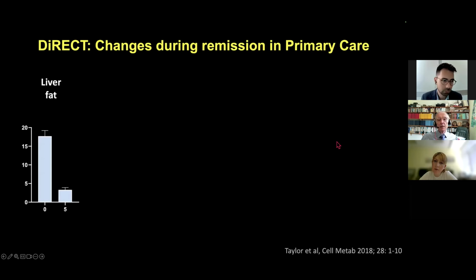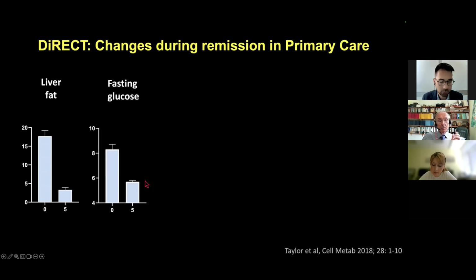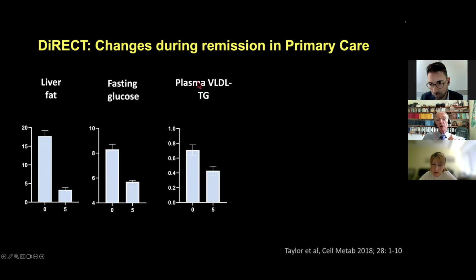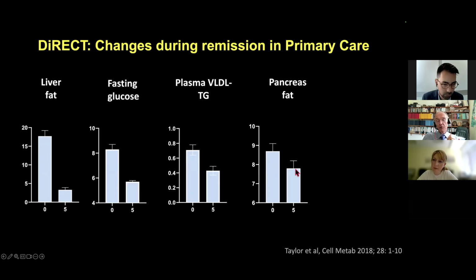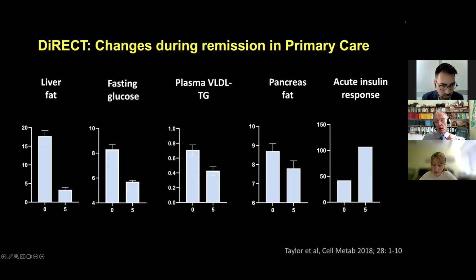Let me summarize the metabolic changes that we saw during DiRECT. They're exactly the same as those that we saw during Counterpoint. Liver fat was surprisingly high in diabetes. It fell to normal. Fasting glucose fell to normal. The plasma very low density triglyceride fell to normal, as did pancreas fat, not quite normal, but a significant fall. The acute insulin response bounded up, and it was possible to get normal HbA1c. So that's the simple etiology of type 2 diabetes seen in reverse.